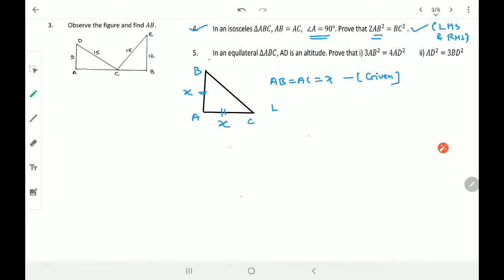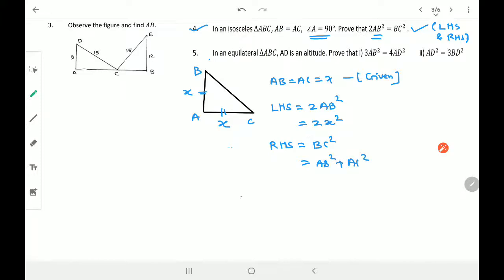And now take LHS. What is LHS? 2 times AB square. Now convert LHS in form of x. So what do I get? LHS is equal to 2 times AB. AB matlab x square. So it is going to be equal to 2x square. Now I'll go for RHS. What is RHS? BC square. What do I know about BC square? BC square is AB square plus AC square according to Pythagoras theorem.